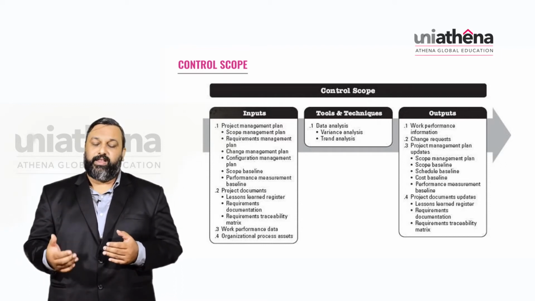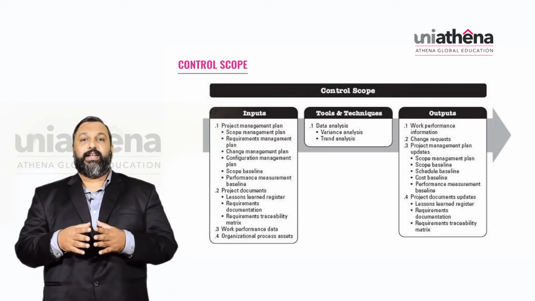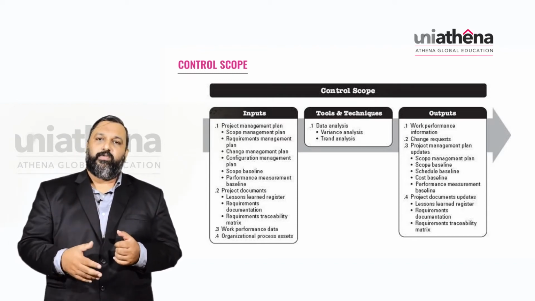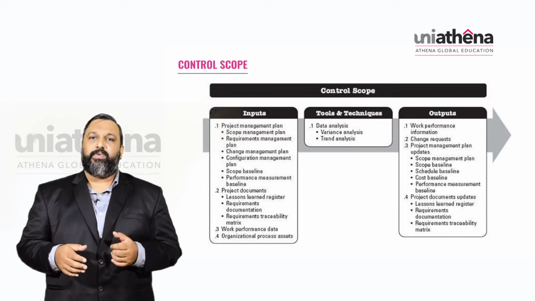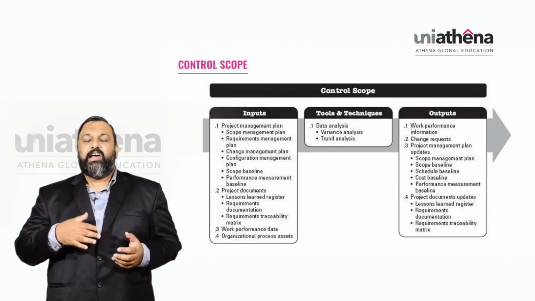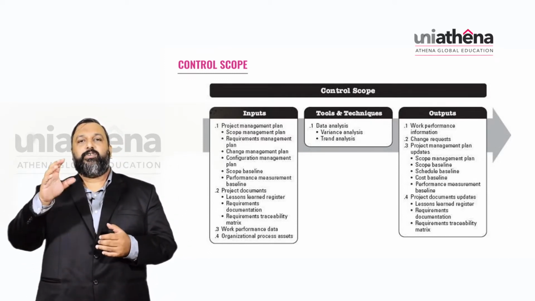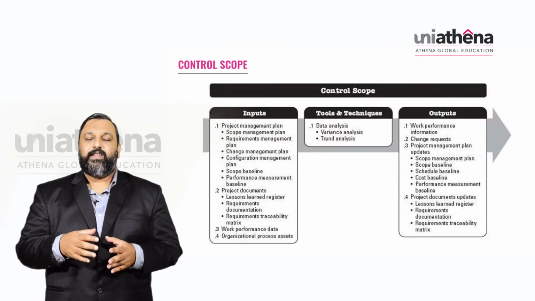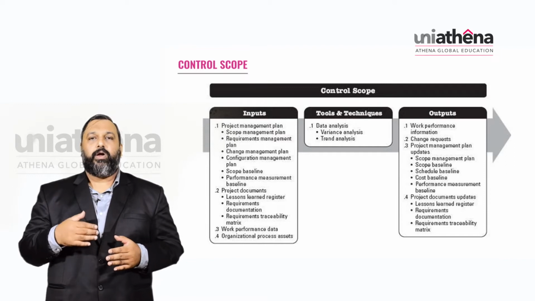With the help of all this data, mainly the schedule variance data, we use the variance analysis method. Then we have trend analysis, which is again a mathematical model. With the help of historical data or data from similar projects, we try to do a trend analysis. So these are the two tools which are used for the scope control process.